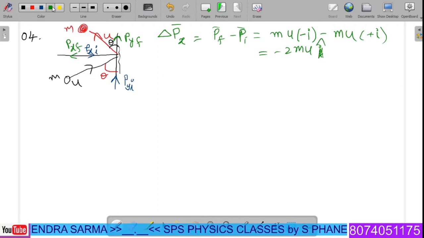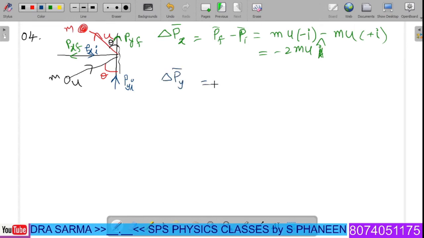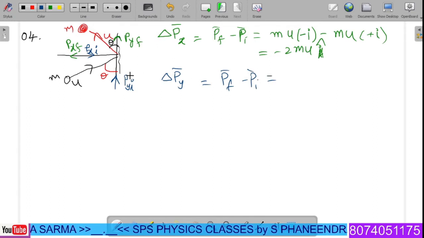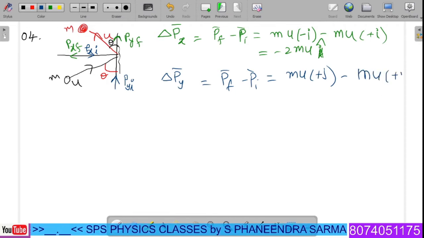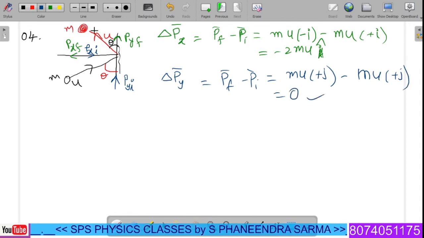Now let us consider the change in momentum along the y direction. It is the same case, final minus initial. The final value is along the positive direction, so mu of plus j linear momentum. The initial component is also in the same direction, so mu of plus j. Therefore, you get the zero vector. That means the change in momentum exists only along the horizontal direction. Like this, you can take it.